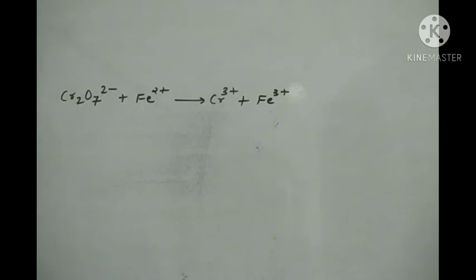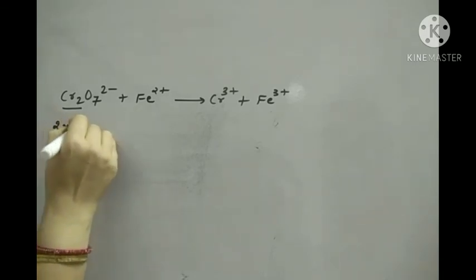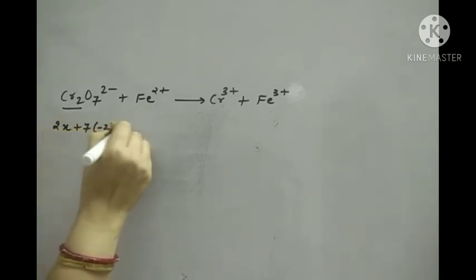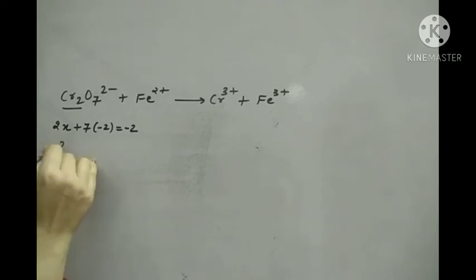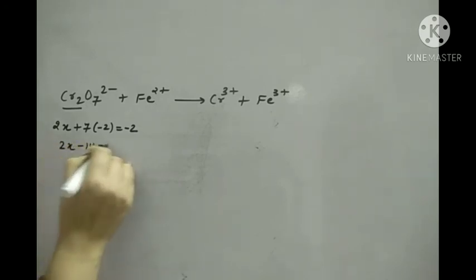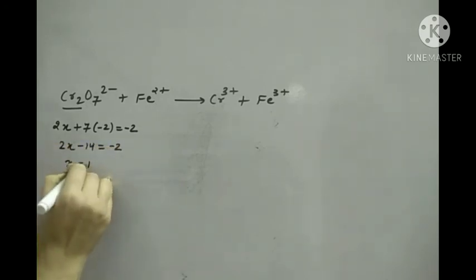Now we will find out the oxidation number of all the elements. Here I will find that of chromium, because here also chromium and here also chromium. So you have to select the same element on both the sides. So 2x plus 7 into -2 equal to -2. So 2x minus 14 equal to -2. So x equal to +6.